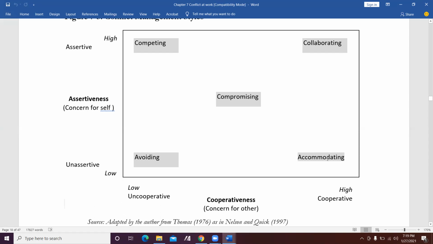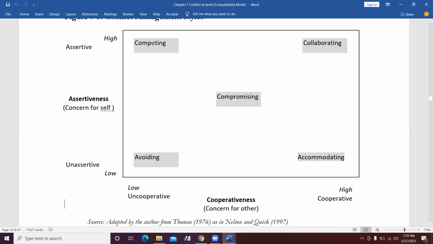Then accommodating. What is accommodating? Cooperative, you know. You have concern for others. But you don't have concern for yourself. Unnecessarily, you don't care about yourself. It doesn't matter what happens to you. But what matters is what happens to the other person. So you are concerned with the well-being of the other person. You let the other person win while accepting the loss or defeat. That is called accommodating.